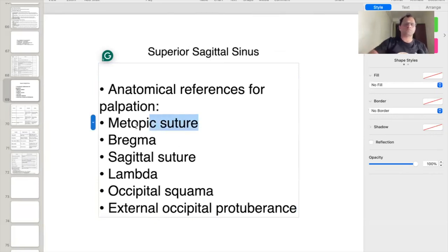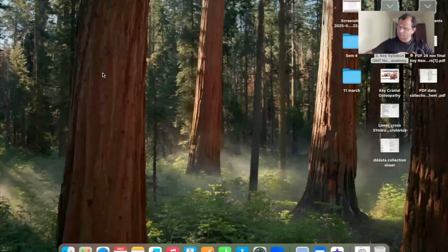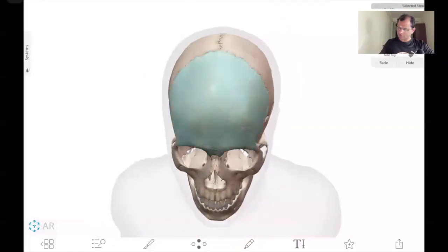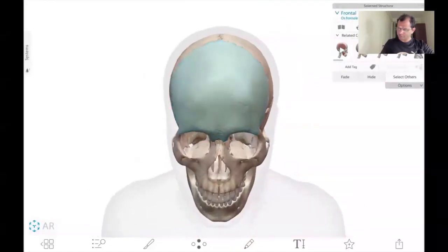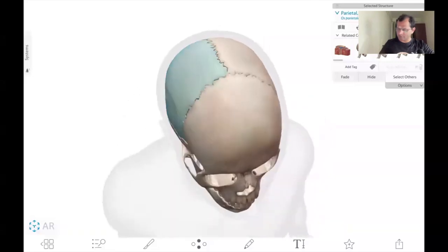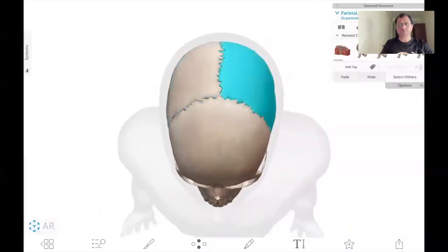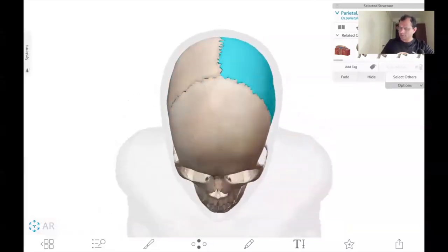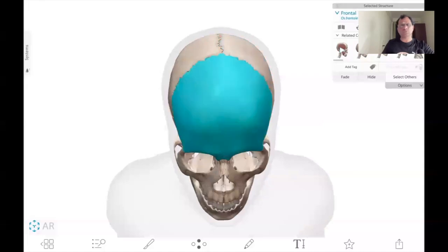So number one, metopic suture and bregma. So what is that? Look at this skull. This is the frontal bone, and this is the parietal bone. We know the parietal bone is one on the right side, one on the left side. But the frontal bone is only single, only one.